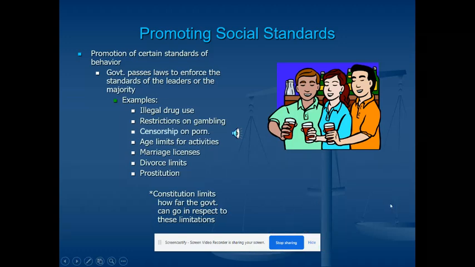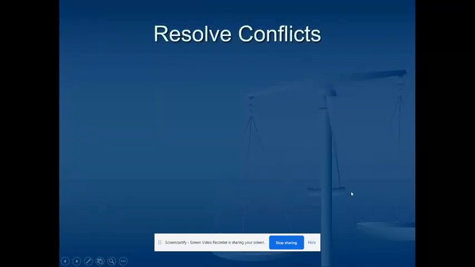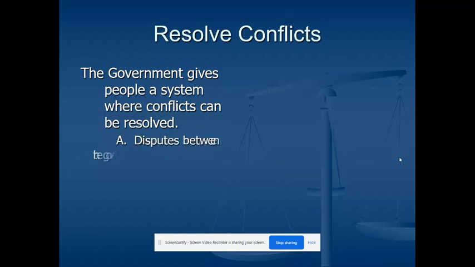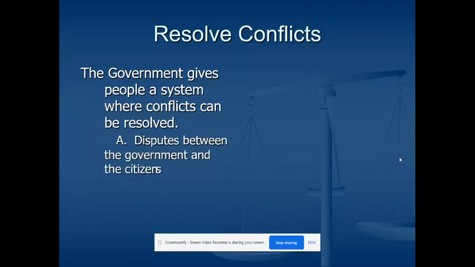Okay, and then the next one is resolving conflicts. So instead of having to settle disputes by meeting in the center of the street for a showdown, like at the OK Corral, we resolve our conflicts in court. And sometimes our conflict is with the government. So if the government thinks that we did something wrong, they might arrest us, but then we have a chance to go to trial and prove or defend ourselves. But the government has to prove that we're guilty. So that would be criminal court.